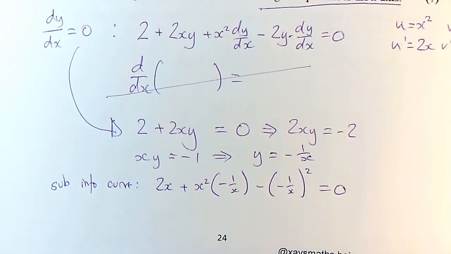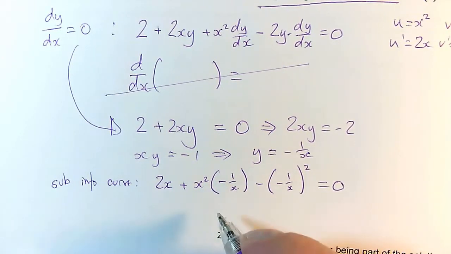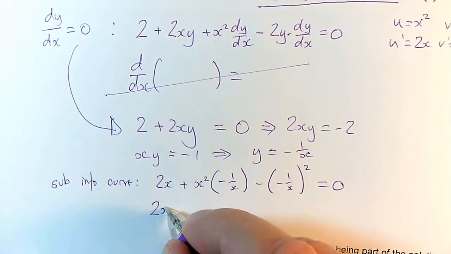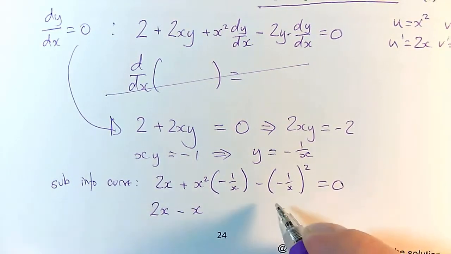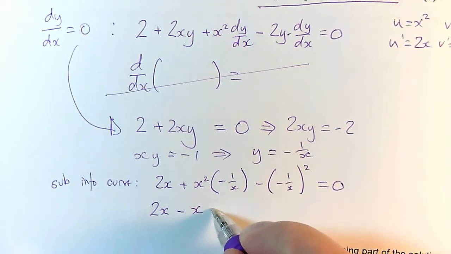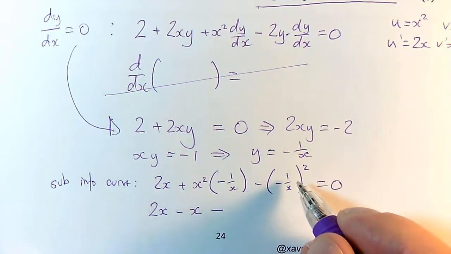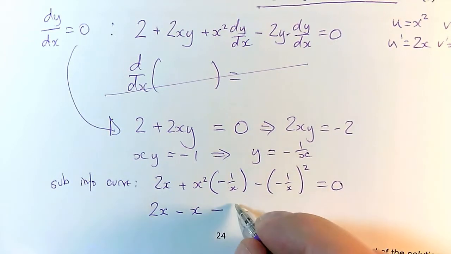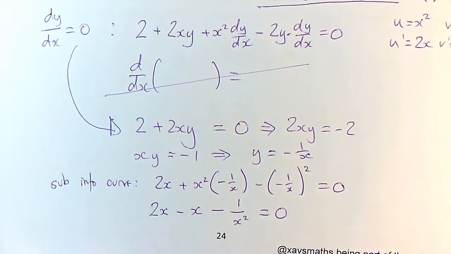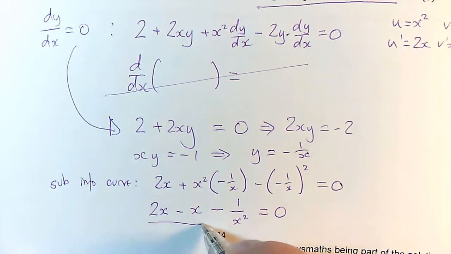So this is an equation that I can hope to solve in x. X squared times minus 1 over x, well, x squared divided by x is just x. So this is 2x minus x. Now this thing here, squaring the minus makes this minus vanish, but I've still got the first minus. And then I've got 1 over x being squared, so that's minus 1 over x squared. This equals 0.